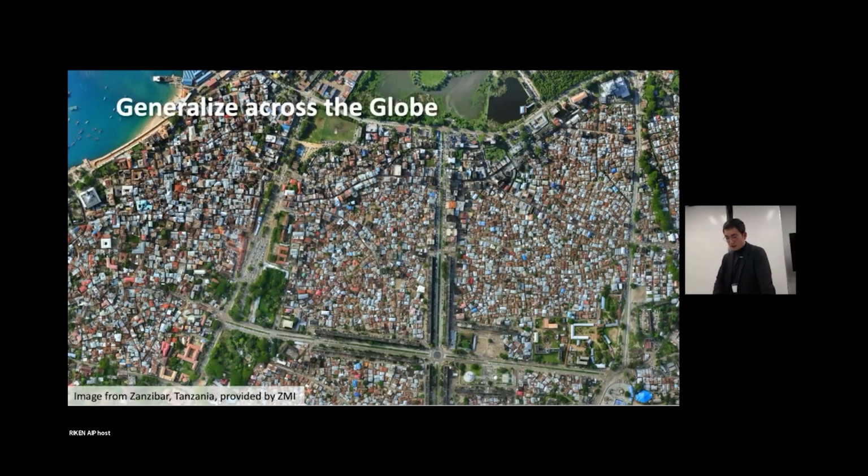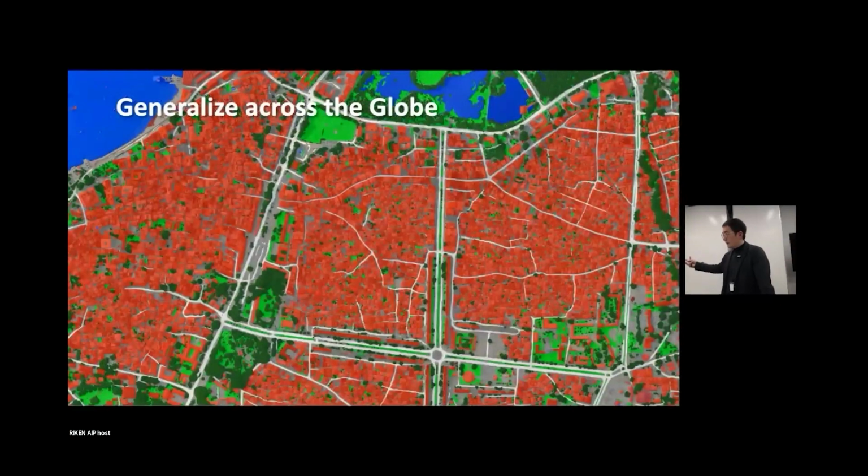And this is just an example taken from Tanzania. And the model predicts something like this. So for every single pixel, even very, very small trees can be identified in a quite stable manner.